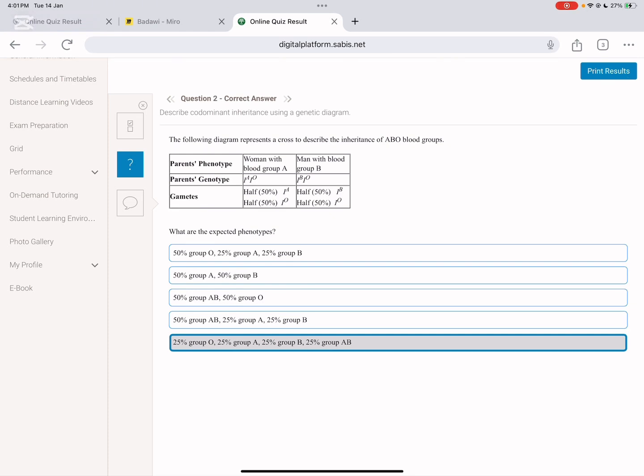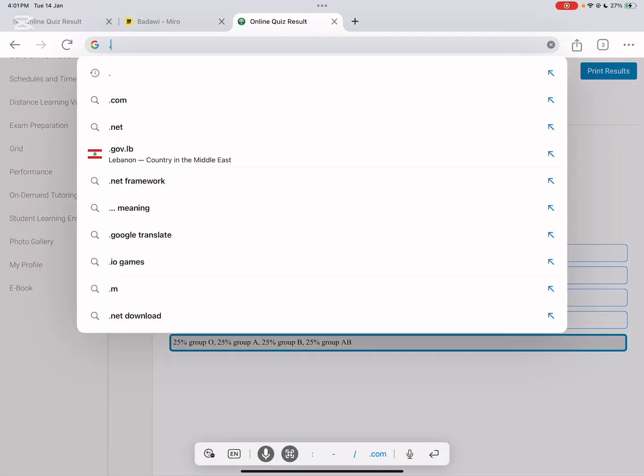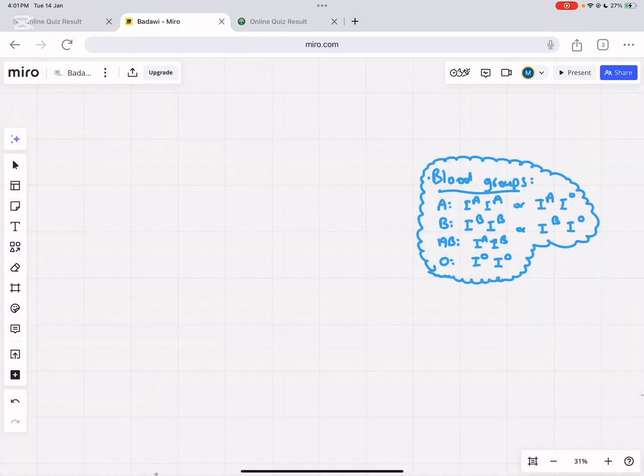Okay, so this is the first part from chapter 11. We have blood groups, and we have to know what are the expected phenotypes. They gave us the parent's genotype, so look what we will do. First of all, you guys have to know this table over here on the side about the blood groups. You all must be aware of it.